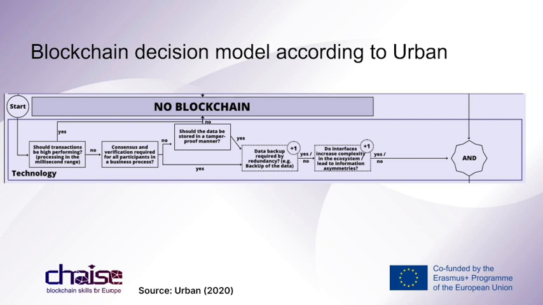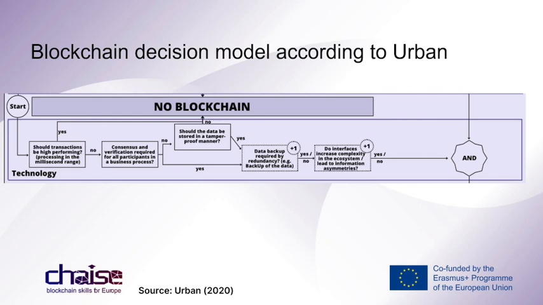Should transactions be high performance, processing in the millisecond range? Due to the typical blockchain architecture of distributing and validating transaction requests in the network and calculating and distributing new blocks, processing takes a certain amount of time, which makes it unsuitable for mass transactions at present, for example credit card payments, which require many transactions in a very short period of time. Are consensus and verification required for all participants in the business process?